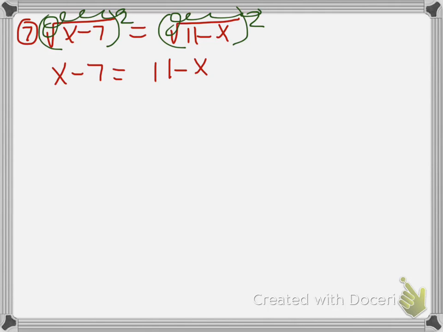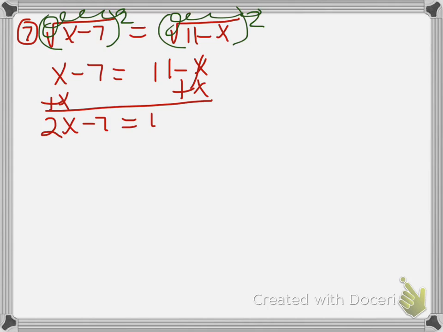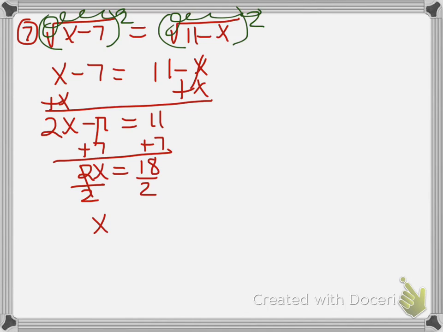Solve for x. As we solve for x, variables to one side, numbers to the other. So we add x, and that gives me 2x minus 7 equals 11. I must move that minus 7 by adding 7. So 7 plus 11 equals 18. We divide both sides by 2, and I find out that x is 9. 3 more examples, and we are done.